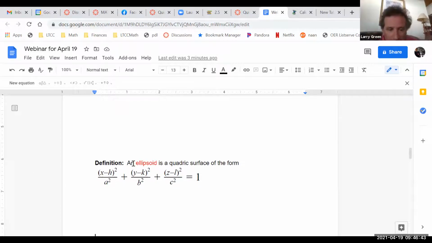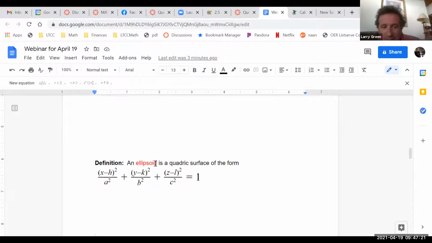So I want to note something. Let me give you the definition first. An ellipsoid is a quadric surface of the form (x minus h) squared over a squared plus (y minus k) squared over b squared plus (z minus l) squared over c squared equals 1. If you get to choose where the origin is, you can get rid of the h, k, and l, and you could just say x squared over a squared plus y squared over b squared plus z squared over c squared is 1. And that always works.